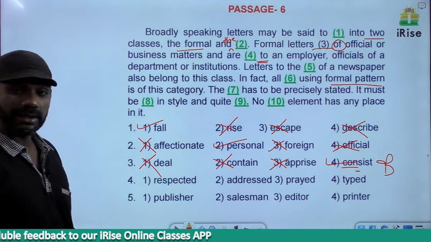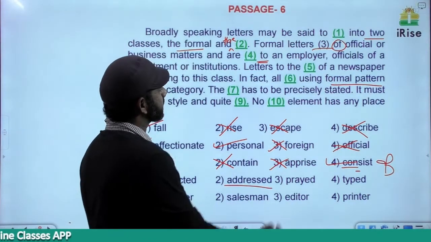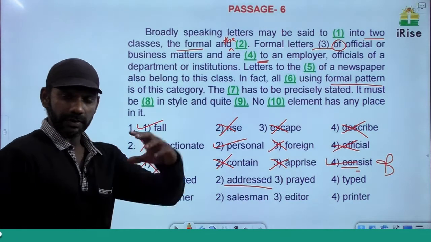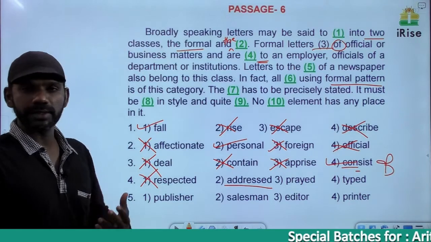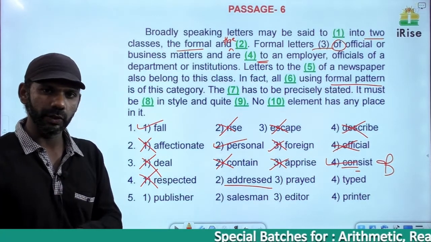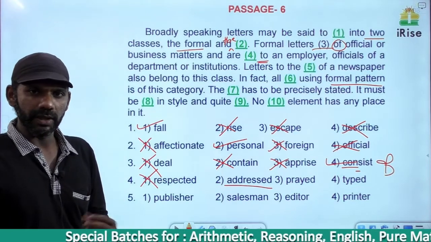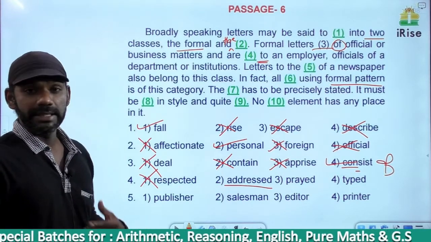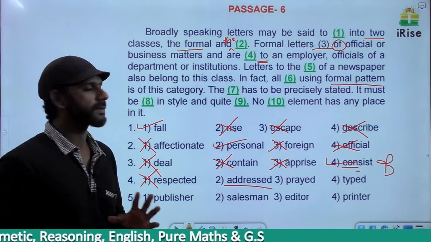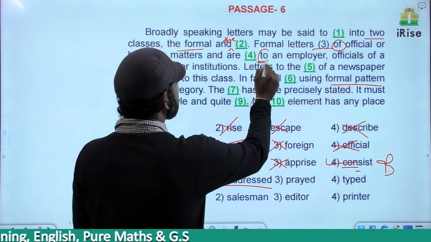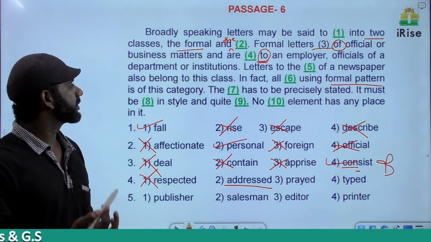Respected to an employer does not make sense. Eliminated. Addressed to an employer makes sense. Formal letters are addressed to. That means we write formal letters to an employer, officials of a department or institutions. If I write a letter to you, it means that I address you. So formal letters are addressed to or written to an employer, officials of a department or institutions. To is for the destination. The preposition to is for a destination. So formal letters are written to an employer, officials of a department or institutions.